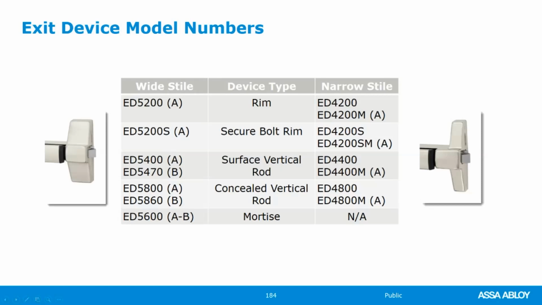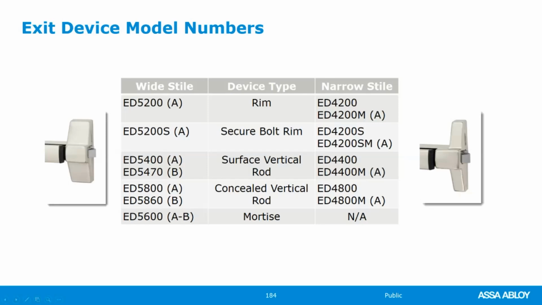Our mortise device, we have an ED5600, either A or B, depending on the requirements. We do not offer the mortise device in a narrow style at all. On the 5000 to 4000, the 4000 series on the push pad, we can only do the wide style. Reason being, they would still use that deep 8-inch high pocket regardless of what that head looked like. So it didn't make sense for Corbin Russwin to make that device.